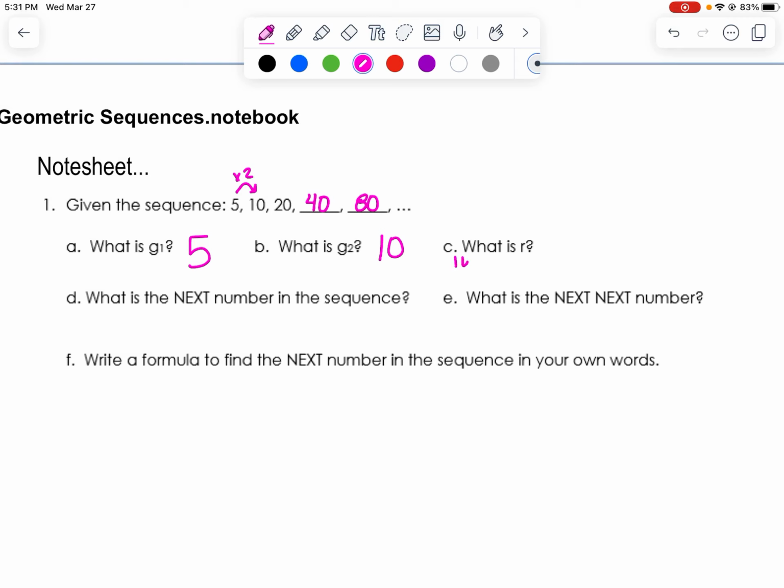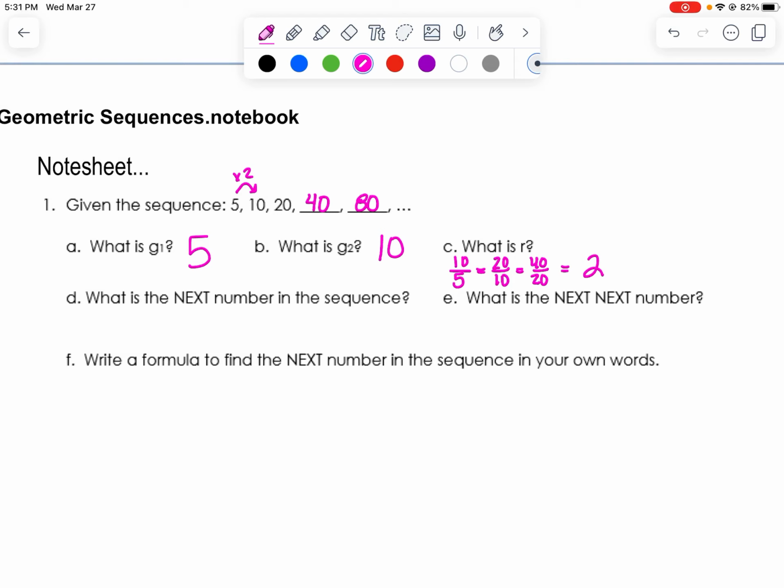But if we didn't know, we would take the second divided by the first. 10 divided by 5 should be the same as 20 divided by 10. Should be the same as 40 divided by 20. It's a term divided by the one before it, and those are all 2. So r is 2.